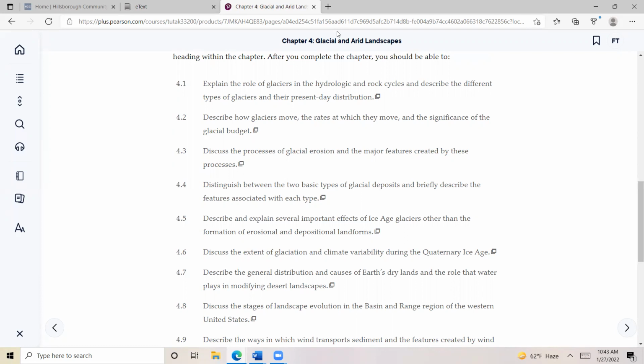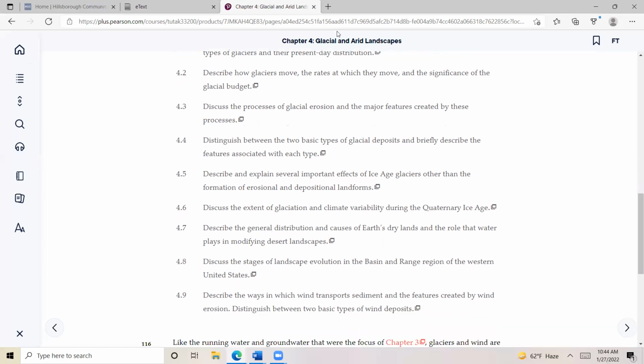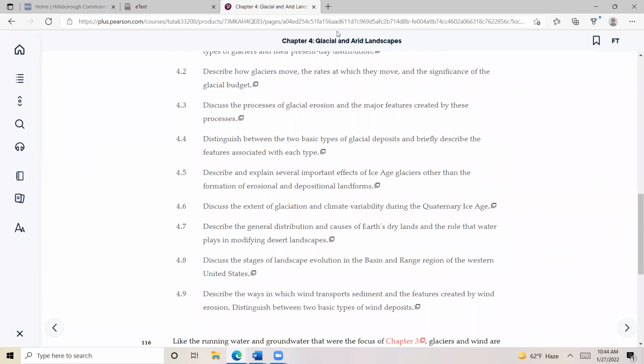After that, we'll talk about several important effects of ice age glaciers, and then we'll discuss the extent of glaciation and climate variability during the Quaternary Ice Age. We will move on to describing the general distribution and the causes of Earth's dry lands.